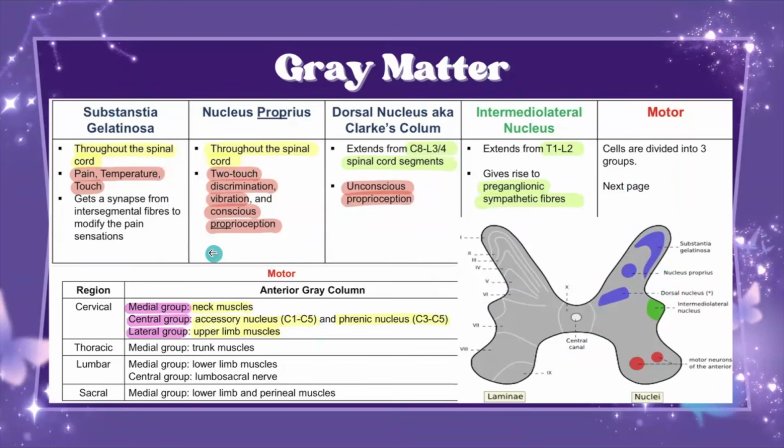Okay, so the posterior gray horn cells, they contain columns of gray matter. Some of them extend throughout the entire length of the spinal cord, whereas some of them are only located in specific areas of the spinal cord. We will go through each of them one by one. You will start with the substantia gelatinosa over here. It extends throughout the entire length of the spinal cord. It is responsible for pain, temperature, and touch sensations, specifically crude touch sensations.